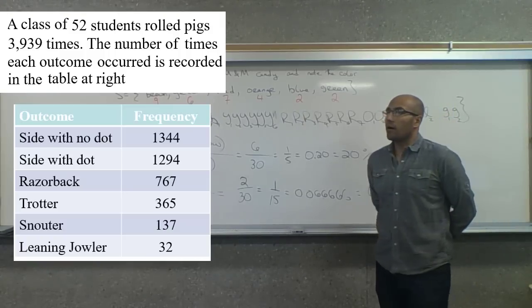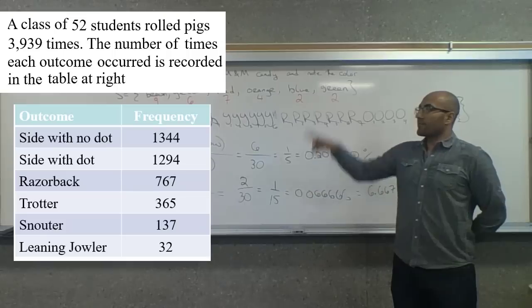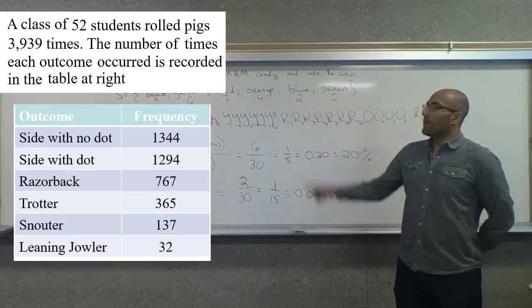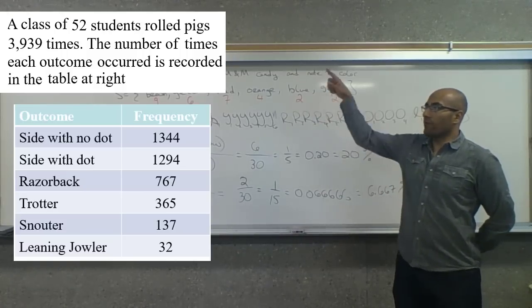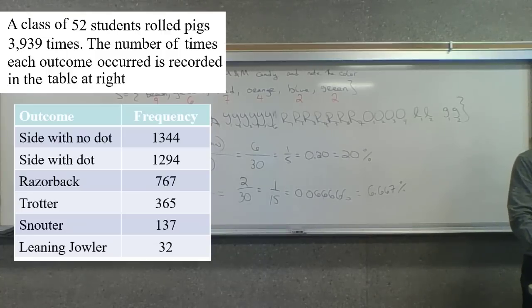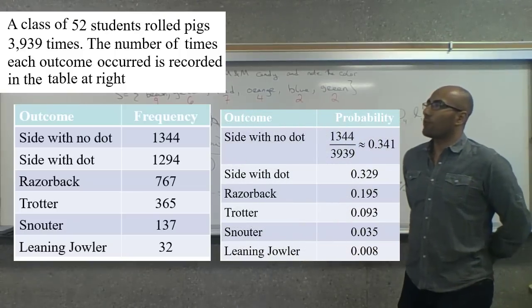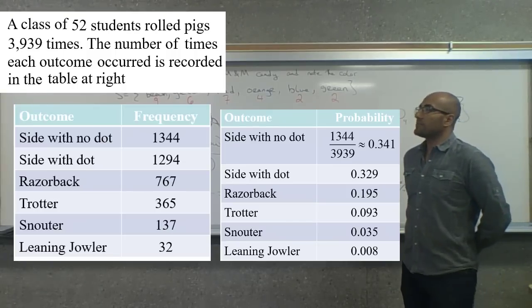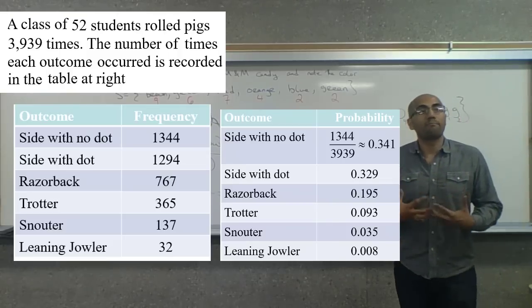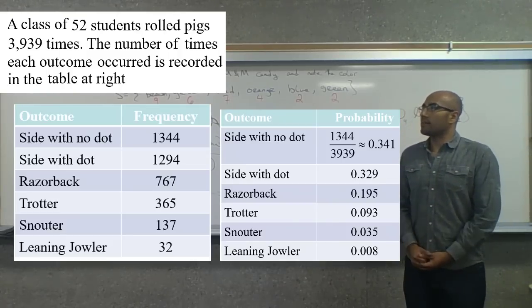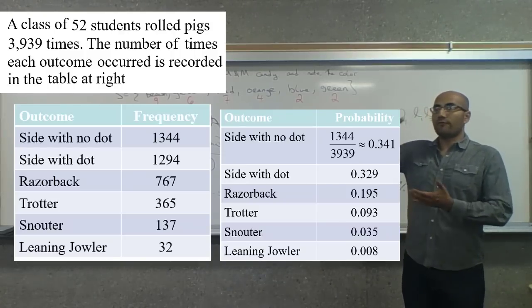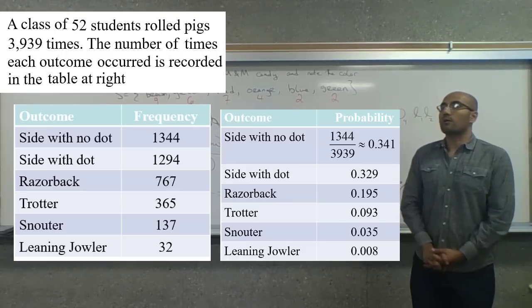The probability can be approximated by, first of all, well, we already know the total number of times it was rolled was 3,939, but we take the 32 and divide it by that. Right? So for the first one, the probability that it lands on its side with no dot, we would take the 1,344 divided by 3,939, and we get 0.341. There seems to be approximately a 34.1% chance, based on my empirical information, that if you roll one pig, it's going to land on the side with no dot. And that's how you find the other ones as well: the frequency of how often you saw that happen divided by the total number of trials.